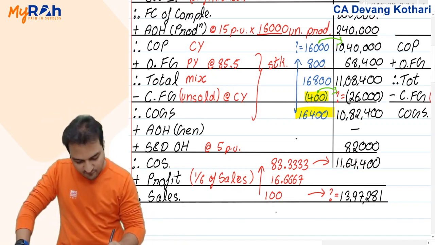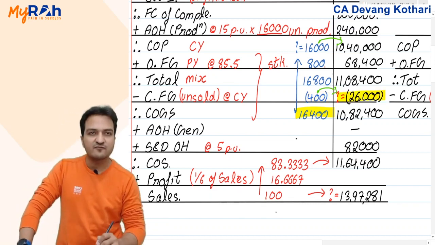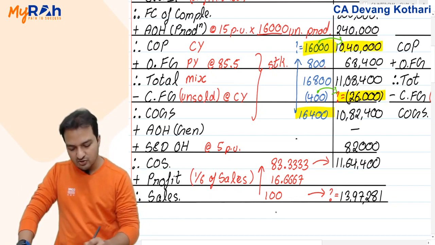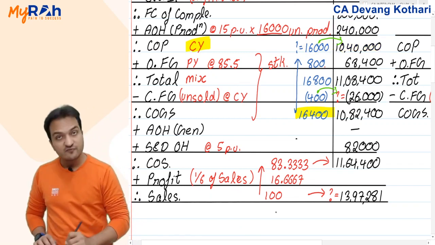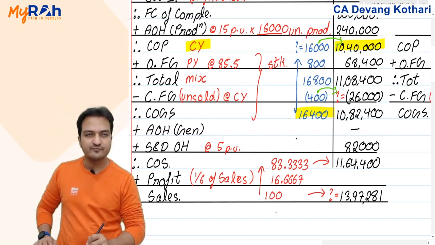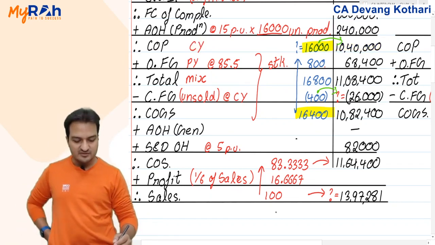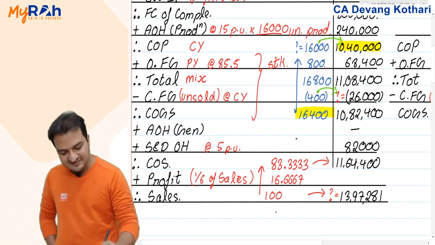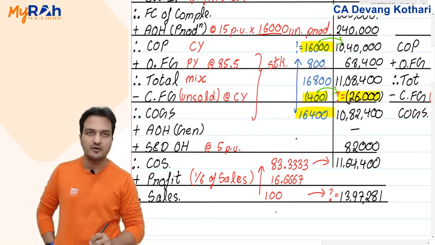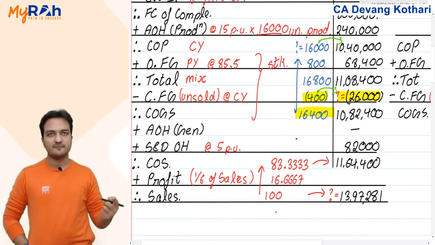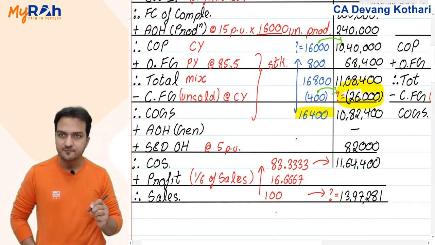Now, because closing FG of 400 are units of the current year, I do the valuation of those 400 by cross multiplication based on the values of the current year. What was the total cost of the current year? The total cost of the current year was this 10,40,000, but that was for a total of 16,000 units of the current year. So 10,40,000 is the cost of the current year, and 16,000 are the units of the current year. Based on that, I find the valuation of these 400 units. All you had to do was cross multiply. Done? Yes, this was your valuation as per the FIFO method.